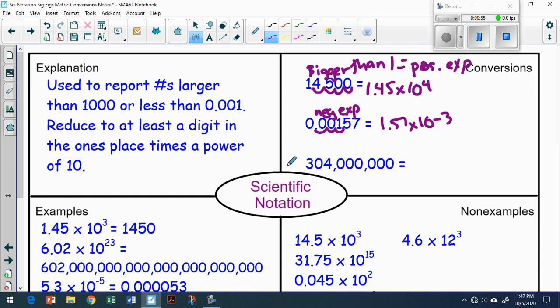Okay, last example. We have a big number, so this would be a positive exponent. This next to the 3 here is where I need my decimal. It is 1, 2, 3, 4, 5, 6, 7, 8 positions away. So my answer would be 3.04 times 10 to the 8th.